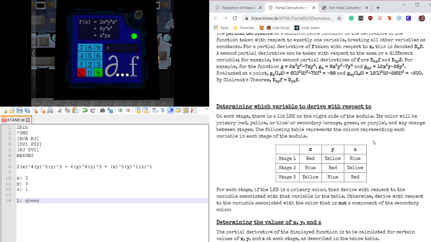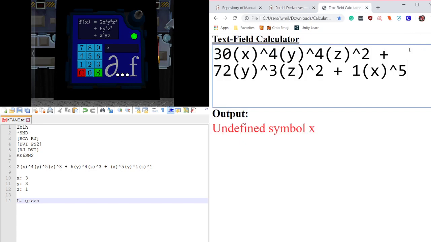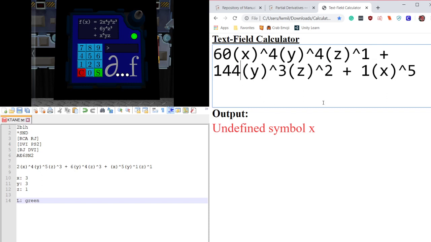This is a secondary color, so we are going to derive to the variable not in green. Greens consist of yellow and blue, which does not include red, so we're going to derive based on red, which is z. 2 times 30 is 60. 2 minus 1 is 1. 2 times 72 is 144.